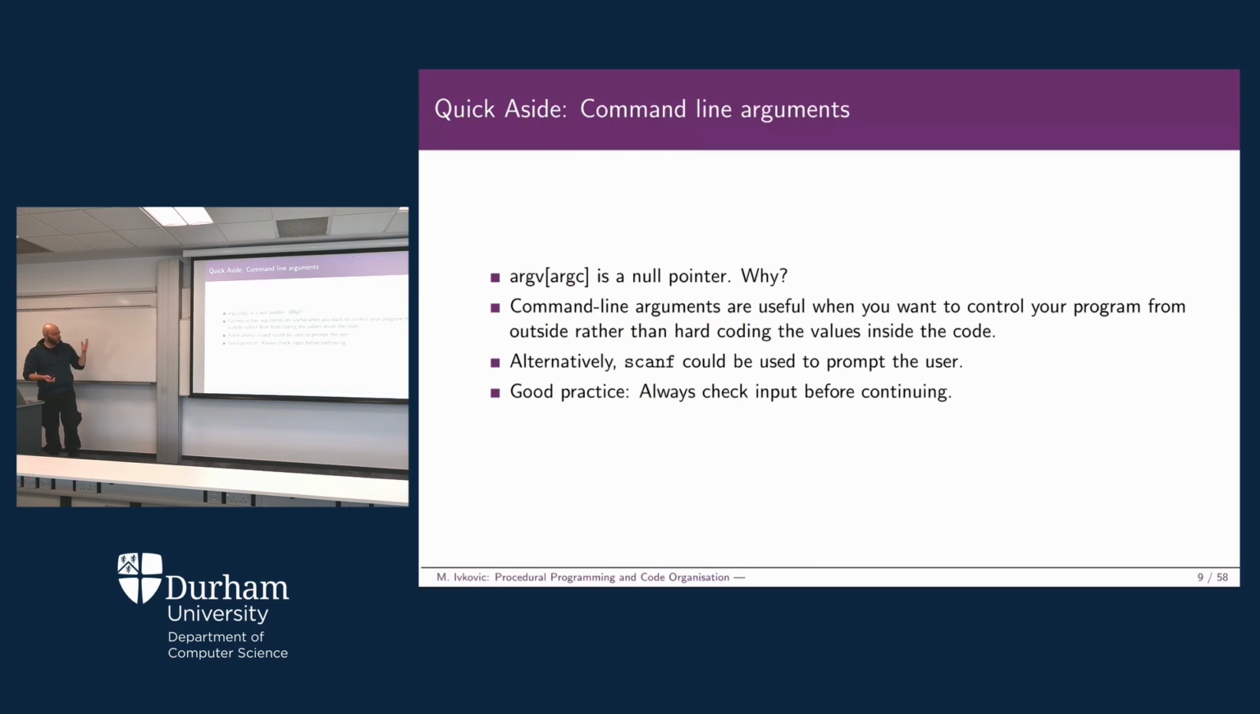Now, when are we using command line arguments? They are quite useful when you want to control your program from outside rather than hard coding the values inside the code. An alternative, which most people commonly do, is to write a parameter file which the code needs to read in. But for certain use cases, it is much easier to run it via a command line flag.